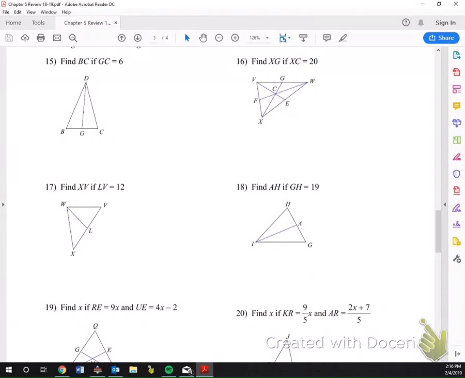So, on number 16, now 16, we're dealing with medians.